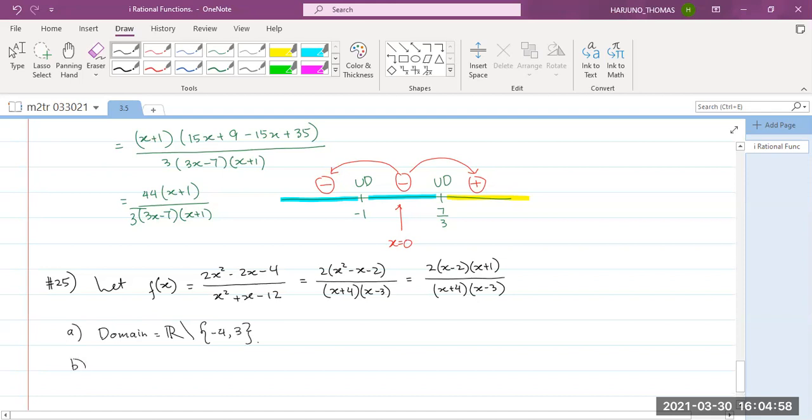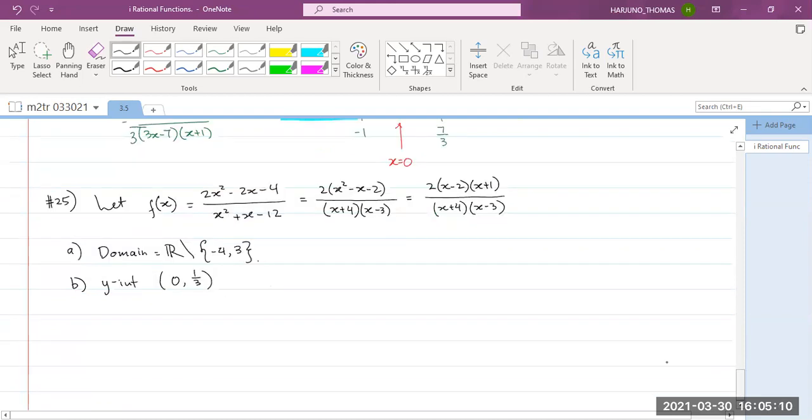And then how about the y-intercept? That will be f(0) equals -4 over -12. That's 1/3, right? Now, then the x-intercepts are (2, 0) and (-1, 0).